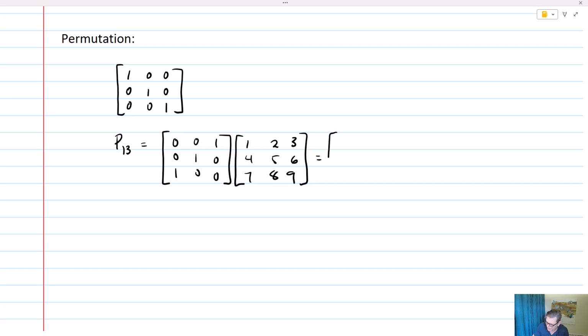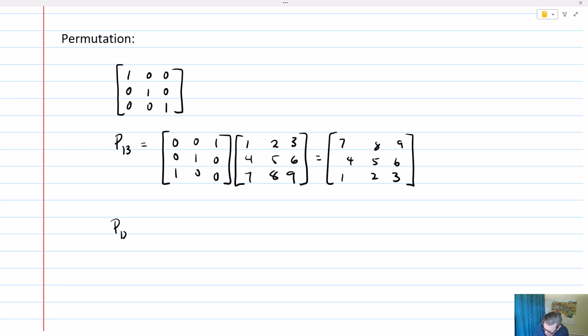Go ahead and pause for a second and see that you're actually going to end up with 7, 8, 9 on the top, 4, 5, 6, and then 1, 2, 3 on the bottom. So what will happen here for P13 is we're actually going to permute row 1 and row 3.